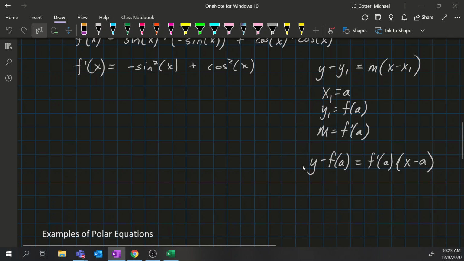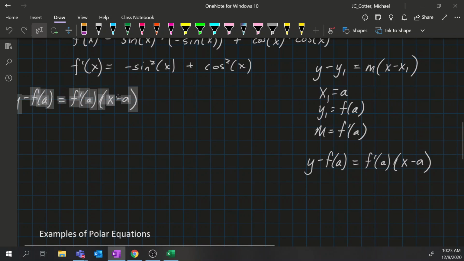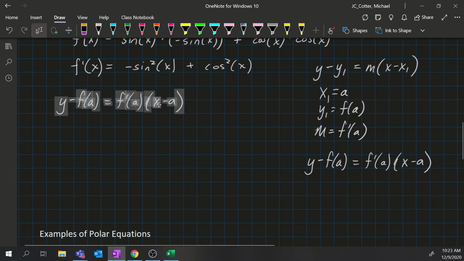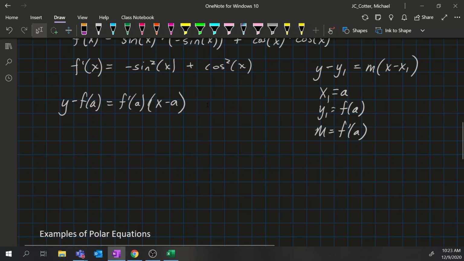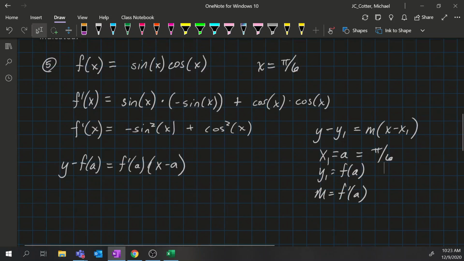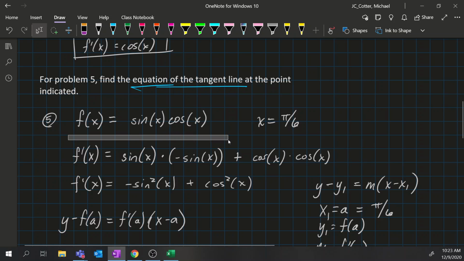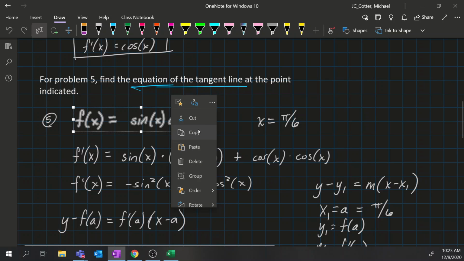So let's grab this. I'm going to put it over here. And we know x1 is pi over 6. All right. Let's find y1, or f of a. So to do that, to find our y value, we're going to have to plug in pi over 6 into this thing.